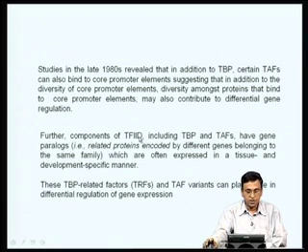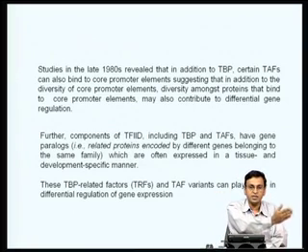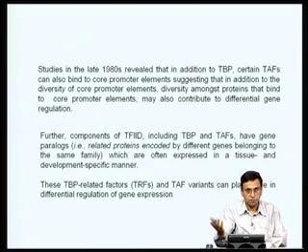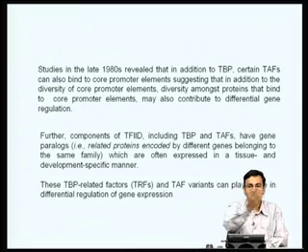The components of TF2D, including TBP and TAFs, have many paralogs. What are paralogs? Paralogs are related proteins encoded by different genes belonging to the same family. For example, when I identify TBP in humans and a TBP related protein in Drosophila, that becomes a paralog. They all belong to the same TBP gene family, but the TBP related protein I identified in Drosophila is a paralog of TBP.